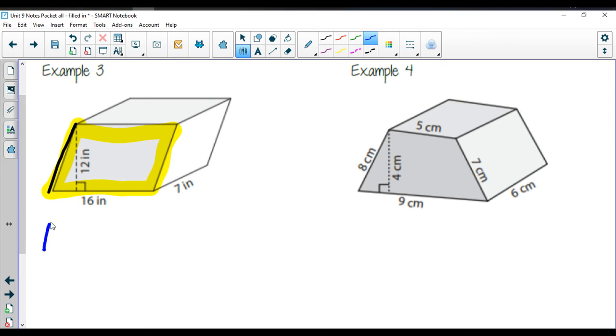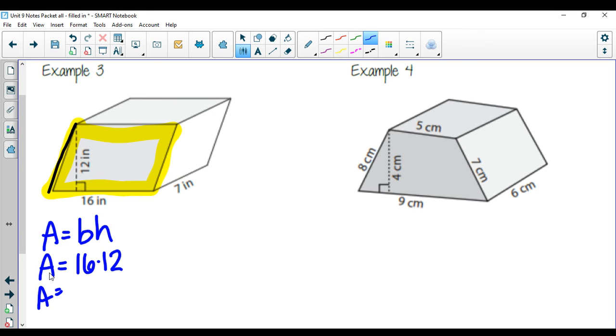So our area for a parallelogram is just going to be base times height. So we have our area is 16 times 12. And that area is going to give me 192 for the area.